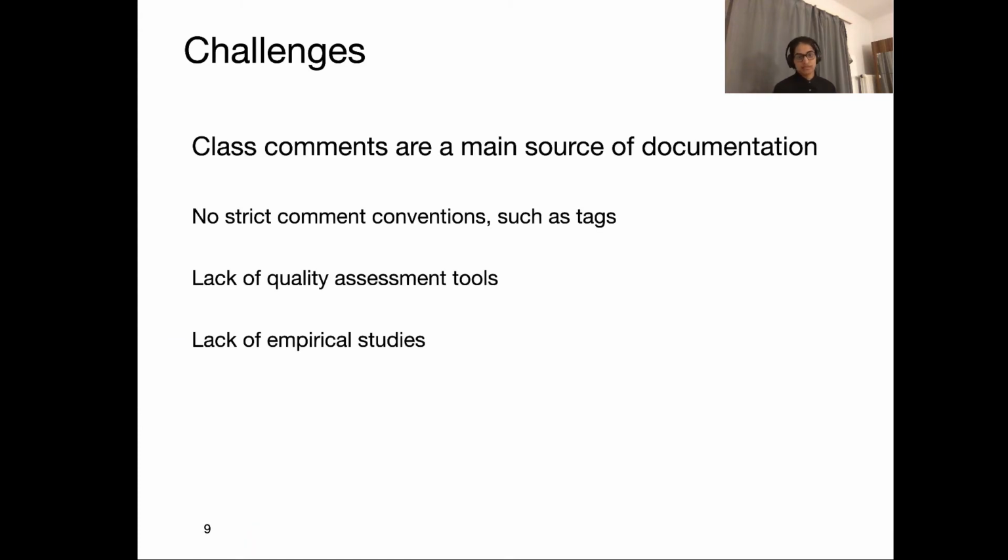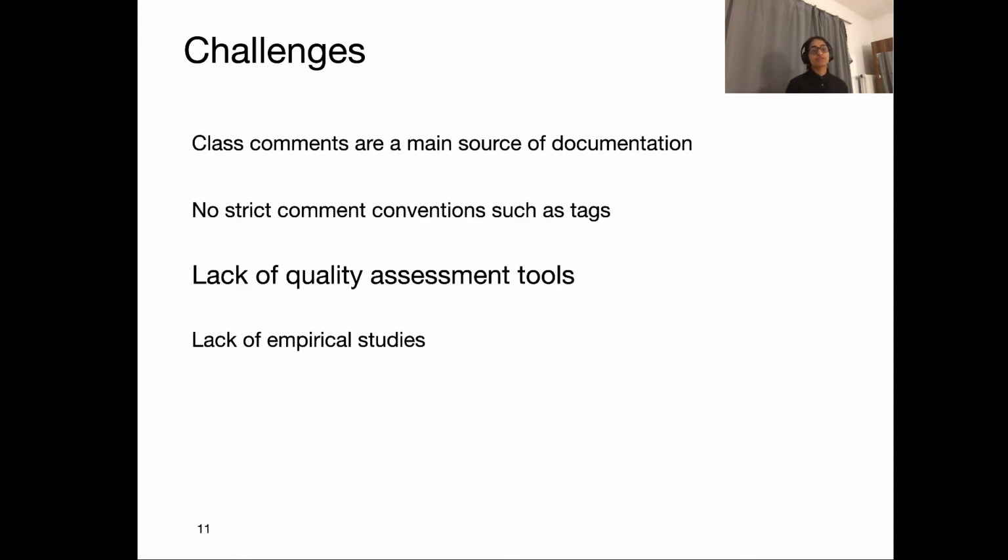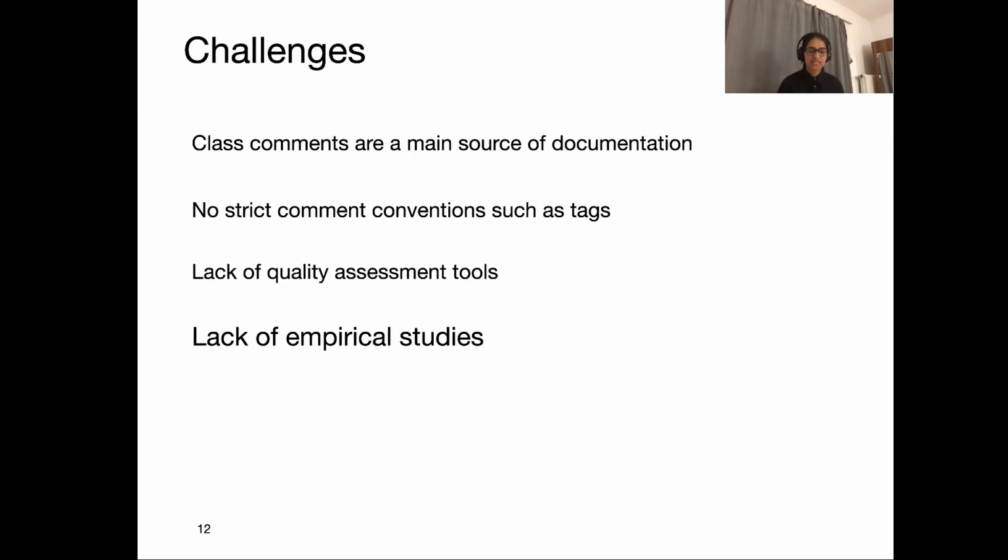To summarize, in Pharo, class comments are a main source of documentation. Class comments can contain high-level design information to low-level implementation details. There is also no strict comment convention, such as tags, to write comments. Also, there is not enough tool support to check all aspects of comments. And there is a lack of empirical studies to know about the commenting practices of developers.